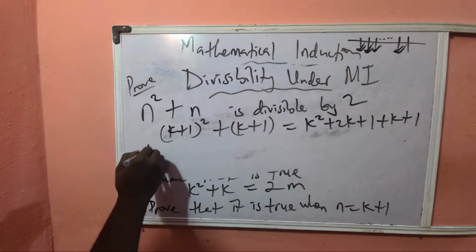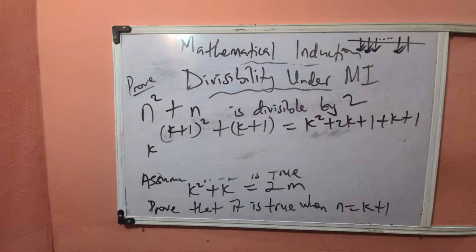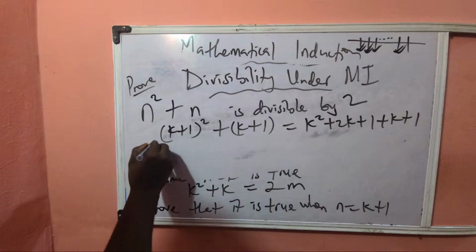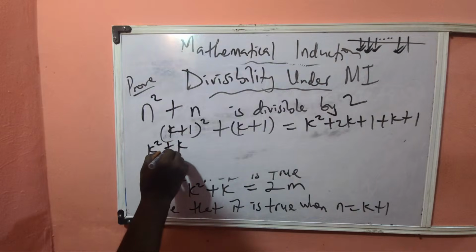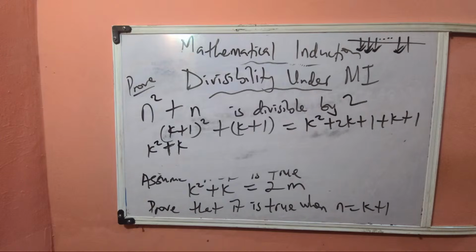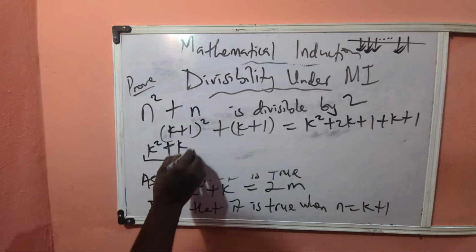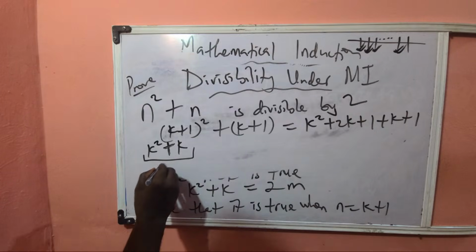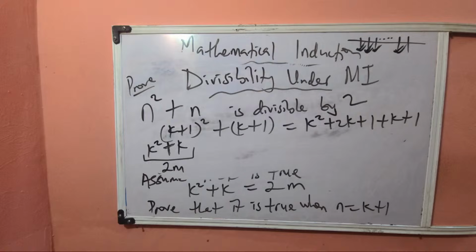This will give me, now look at it. I can already see what's happening here. In my inductive hypothesis, when I fixed n as k, I saw that k squared plus k was 2m. So I want to quickly isolate k squared plus k, so that I make work easier for myself. Don't want to be passing through too many long chords. So now look at it: k squared plus k, this was the inductive hypothesis step. I know this one already by default is 2m, which was divisible by 2.